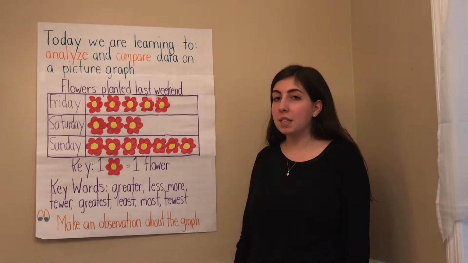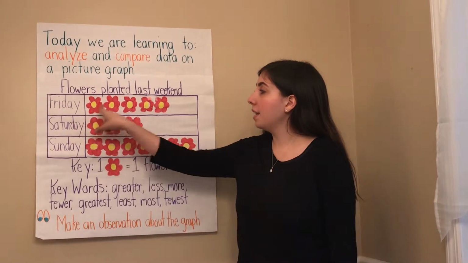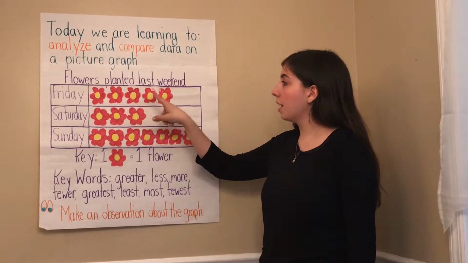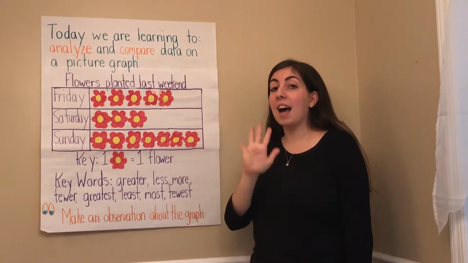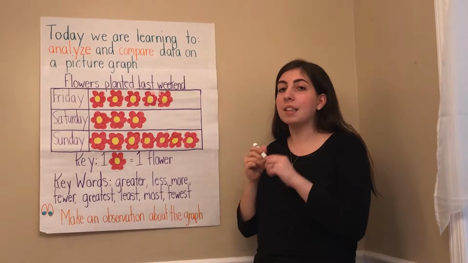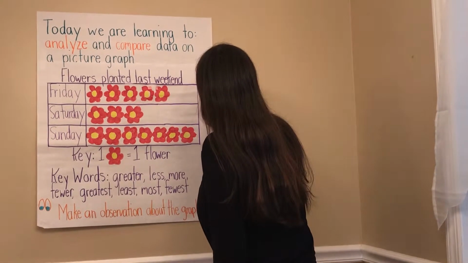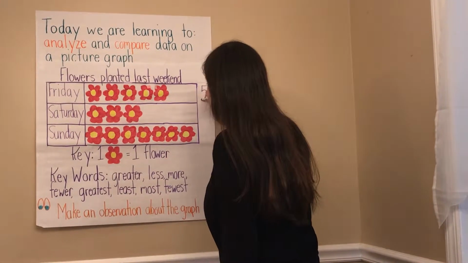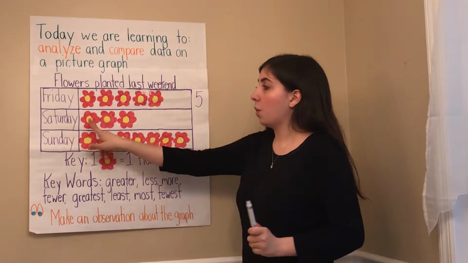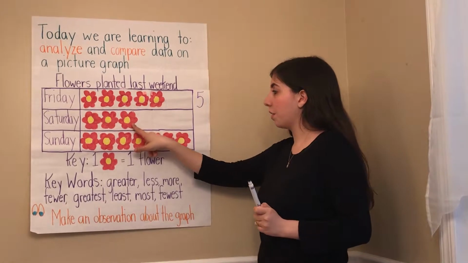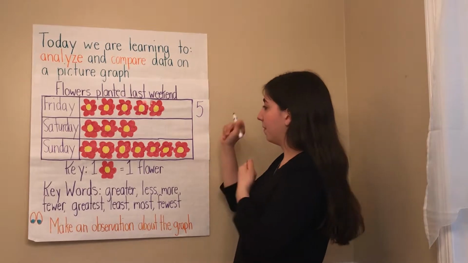How many flowers did Miss Lupo plant on Friday? Let's count the pictures. 1, 2, 3, 4, 5. Miss Lupo planted 5 flowers on Friday. I'm going to write the number next to the category. How many flowers did Miss Lupo plant on Saturday? 1, 2, 3. Miss Lupo planted 3 flowers on Saturday.